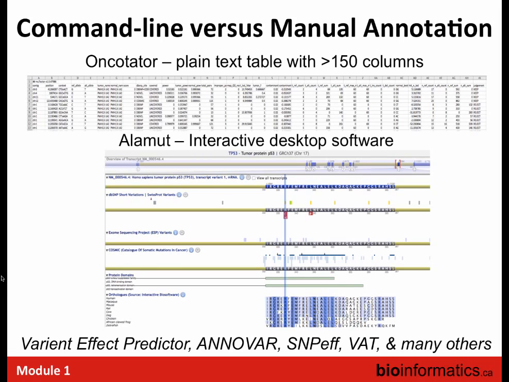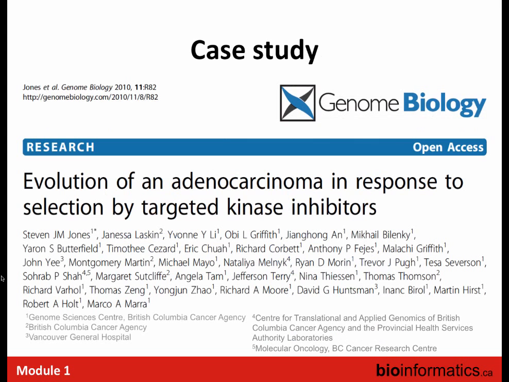UCSC Genome Browser is another excellent resource for this, where you can load hundreds of tracks and put all these tracks right next to each other, just so you do have this data context around each of your variants. So this is published.